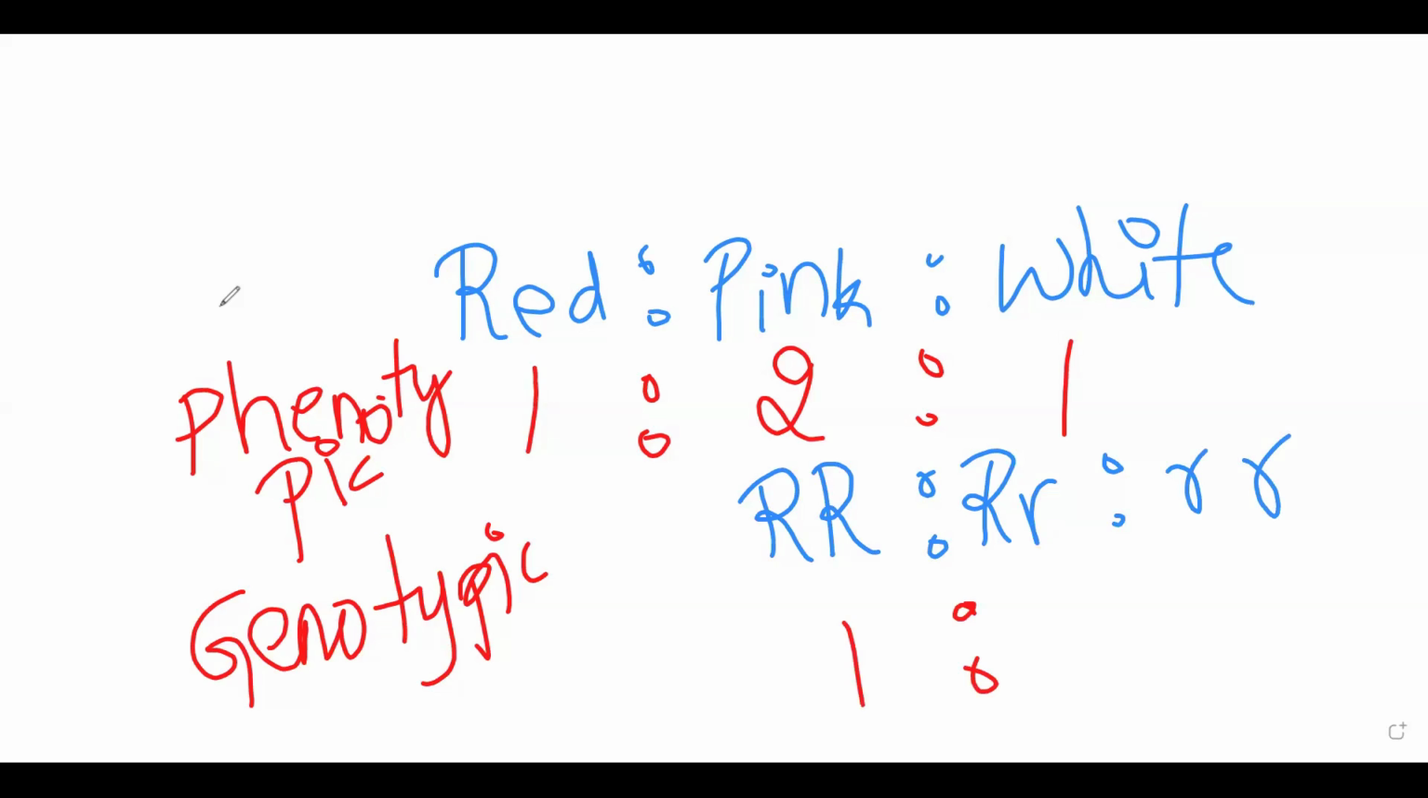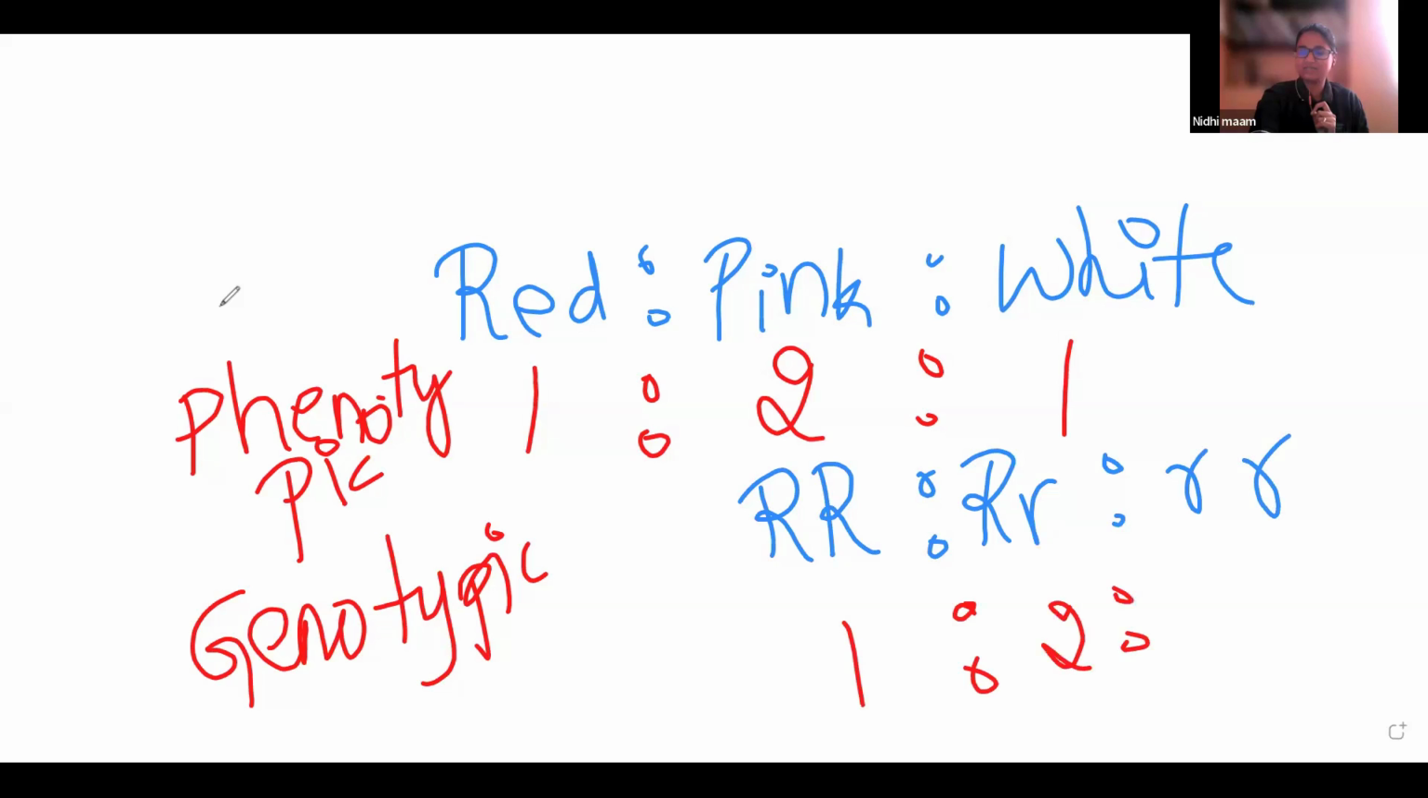One. 1. Okay. Then capital letter R, small letter r, how many did we get? Two. 2. It is 2. That is pink. Then small letter r, how many we got? One. 1. So this is incomplete dominance. In incomplete dominance, what happens? Phenotypic ratio and genotypic ratio both are same.